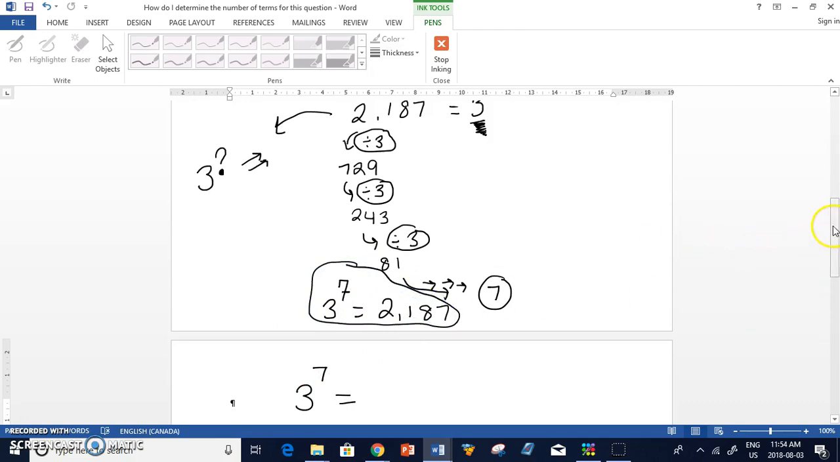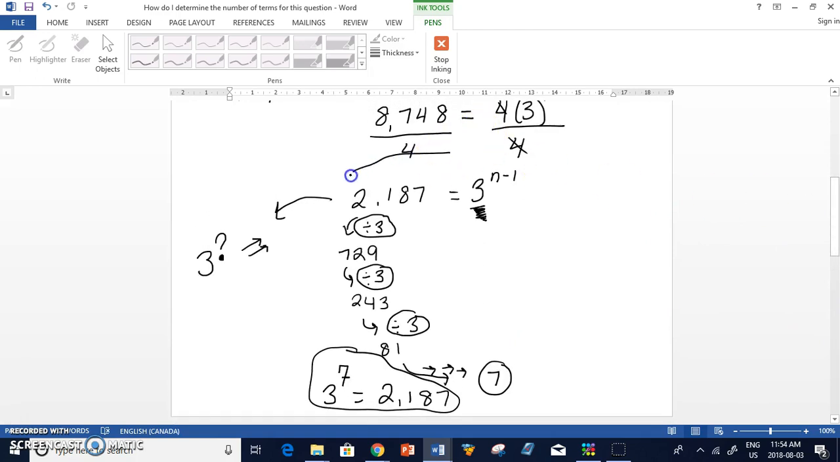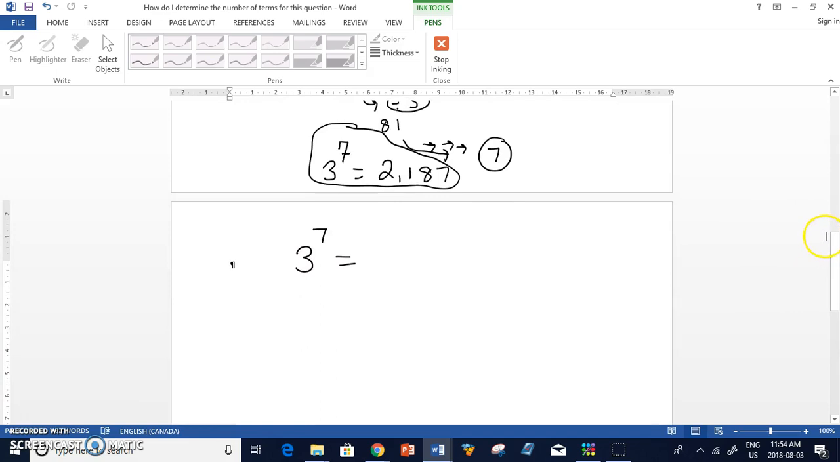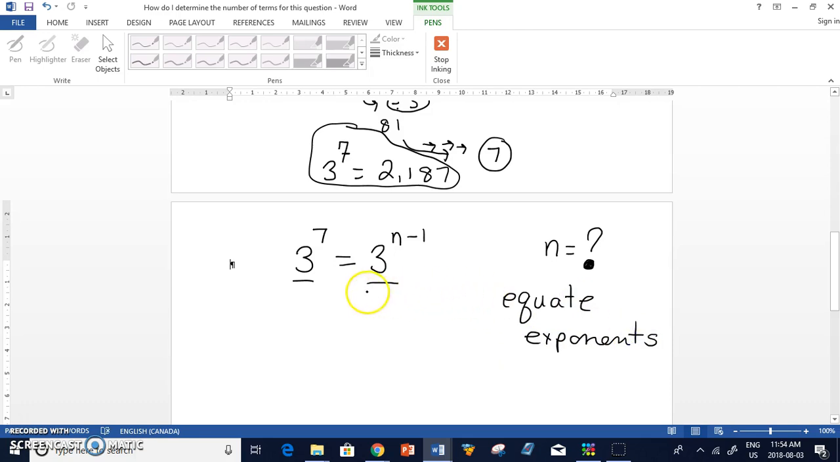But my equation, if you remember, and we go back up a little bit, here's the equation that I started with. 2,187 equals 3 to the power of n minus 1 from my geometric sequence formula. What are we trying to solve? We're trying to solve for n. Right? So now that we have expressed both of these numbers with the same base, a base of 3, we can equate the exponents. Let me repeat, you can only equate exponents when they have the same base. Which is why we had to go through all of that.